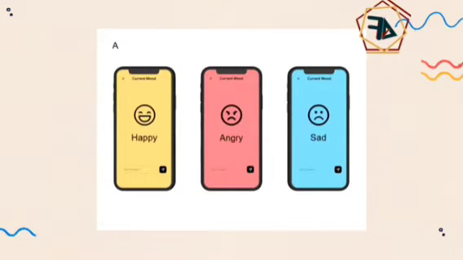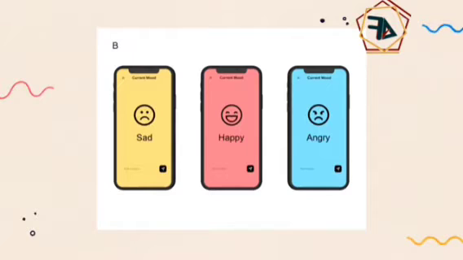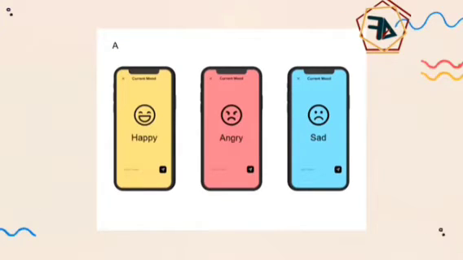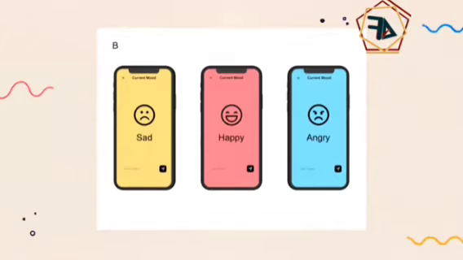Between design A, the first one shows that the person is happy, the second one shows that the person is angry, and the third one shows that the mood is sad. And screen B says different things: the first one says sad, the second one happy, and the third angry. Now, can anyone tell me which one you think portrays meaning more through colors, what you feel and what you can see, A or B? Anyone?